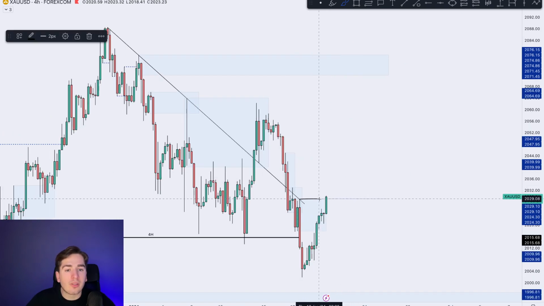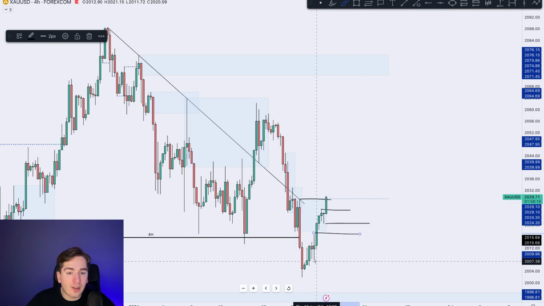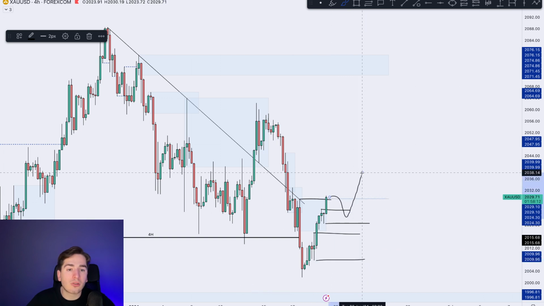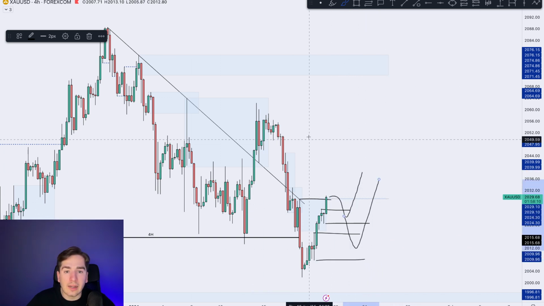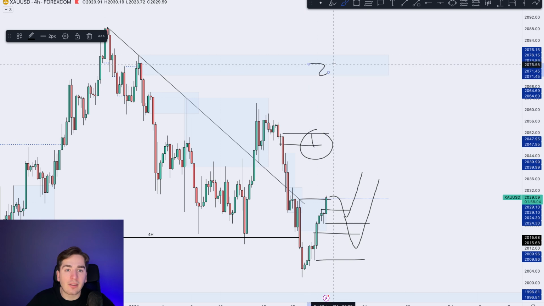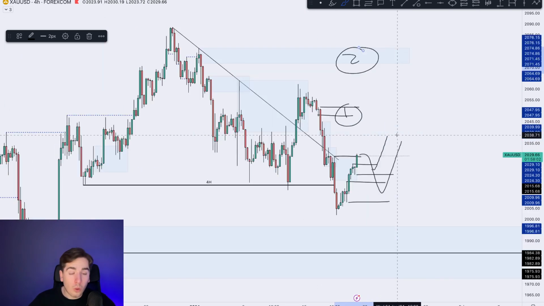So now that we've broken this fractal high, you have this area of demand over here, or you have this lower area of demand over here, from where we can then look to long gold towards the highs. With this fresh area of supply, for example, positioned over there as your first target, and then over here you have your second target. So that's what I'm looking for on gold.